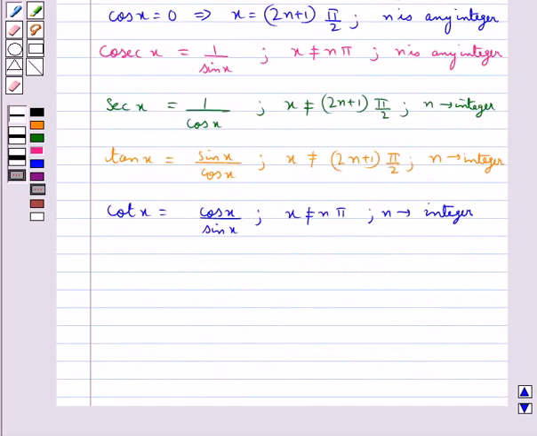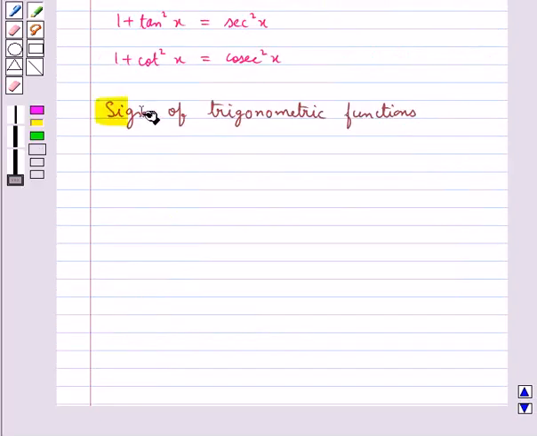We also have, for all real x, sin square x plus cos square x is equal to 1, 1 plus tan square x is equal to sec square x, and 1 plus cot square x is equal to cosec square x. Now we discuss signs of trigonometric functions.